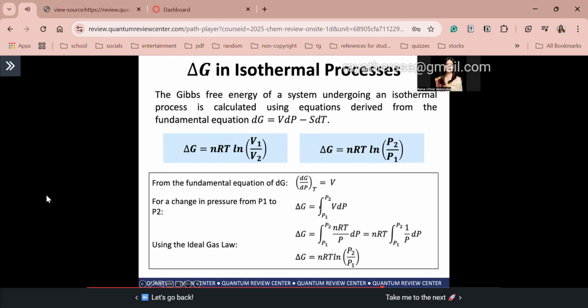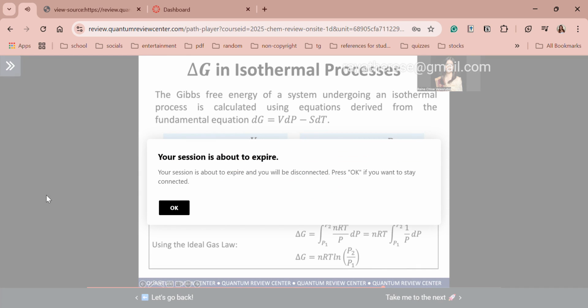To derive, guys, from the fundamental equation of dG, the partial derivative of G with respect to P at constant T, meaning the change in G with pressure as the temperature is constant, is just equal to the volume V. So getting delta G is equal to the integration of V dP. Again, it is based on this equation. Now, basically guys, nilipat ko lang si dP sa right side. So naging dG equals V dP.